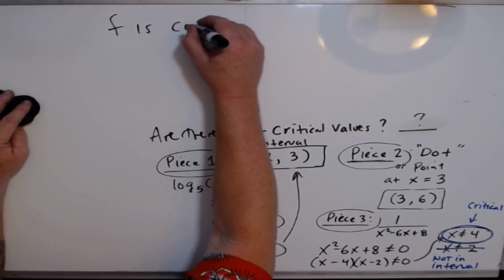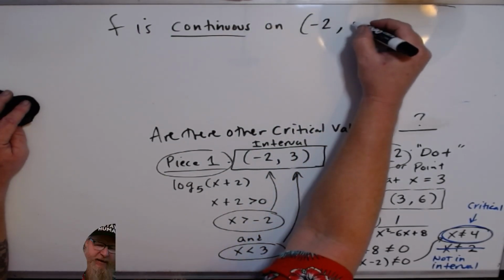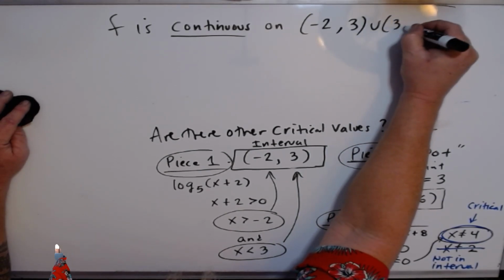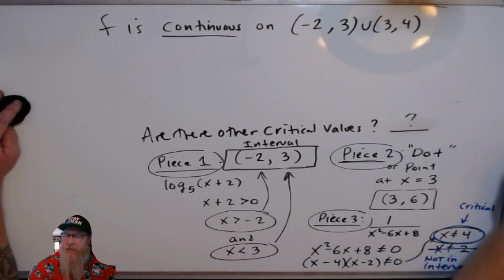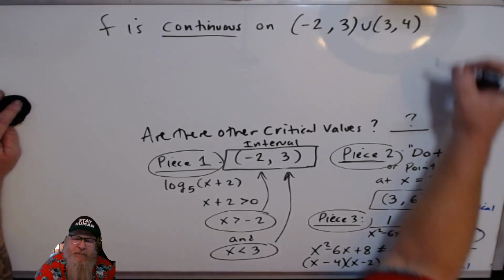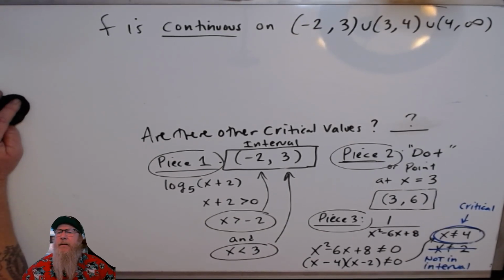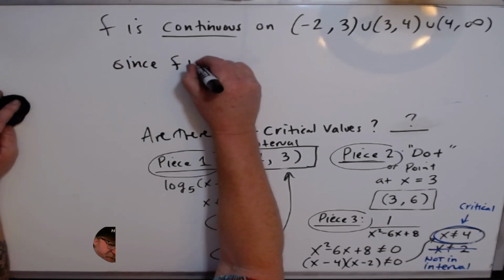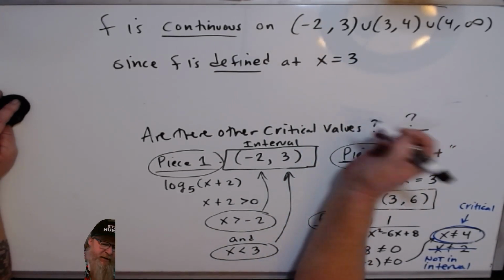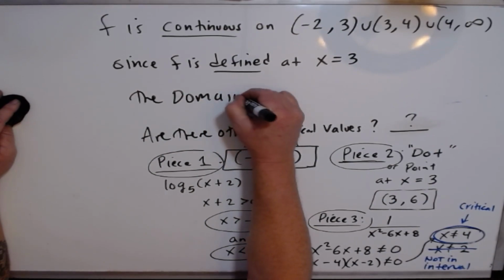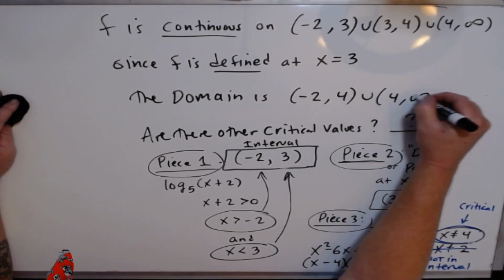F is continuous on the interval -2 to 3, then from 3 to 4, because x cannot equal 4, and then from 4 to infinity. Since f is defined at x equals 3, the domain only excludes the 4.